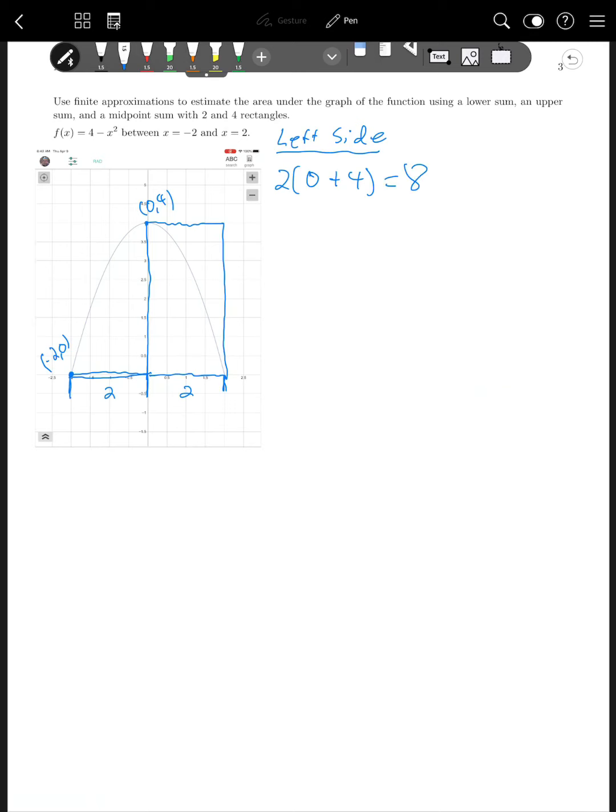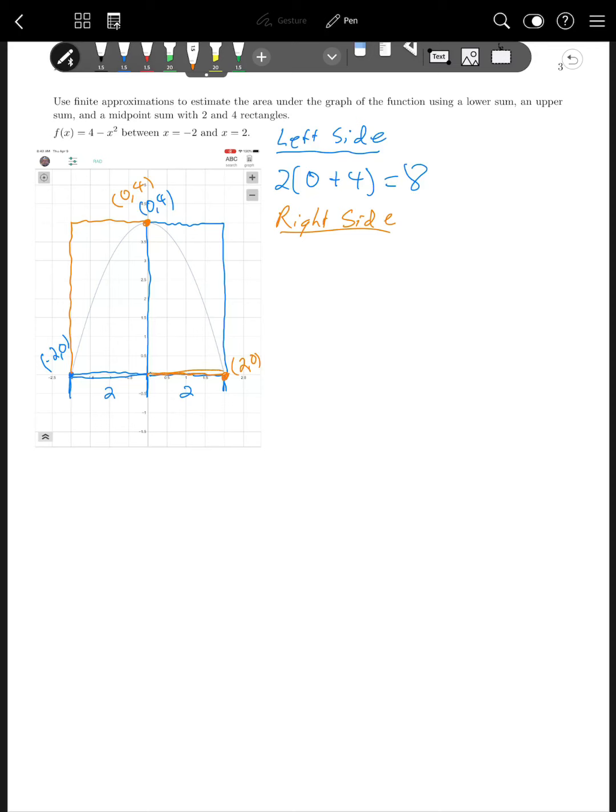So to do a left side region for this one, to find the left hand with 2 rectangles, I would do a width of 2 times my 2 heights together. So 0 plus 4, and so that gives me an area of 8. Okay, so that's if we do the left side. So then if we wanted to try the right side, this time I'm going to use the right-hand side of my interval. So my interval goes from -2 to 0, so the right-hand side is at 0. So that's where my height's going to be. So we get 0, 4.